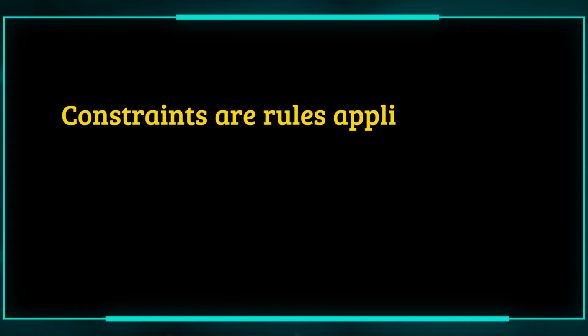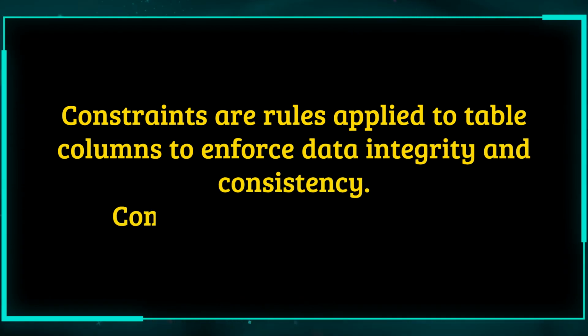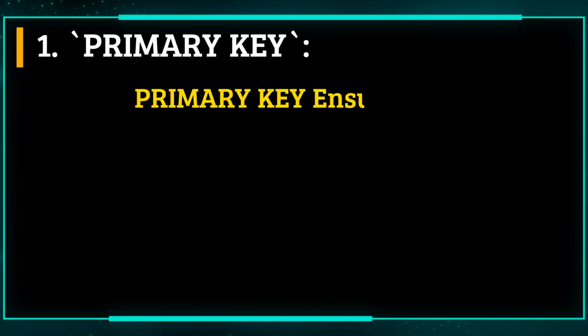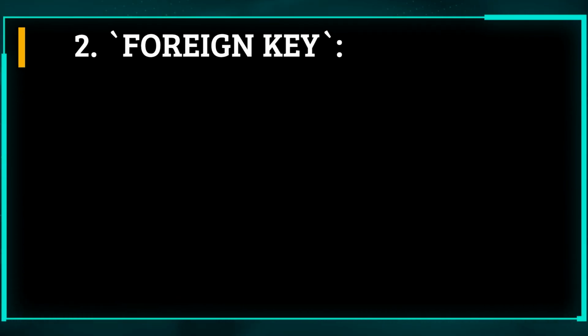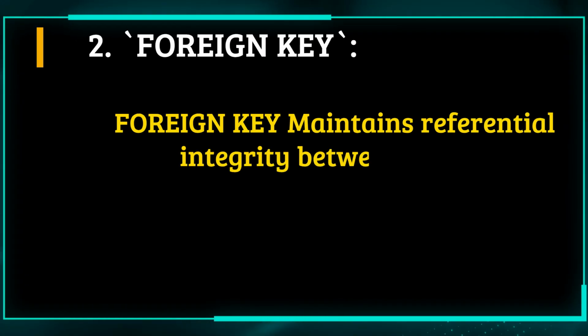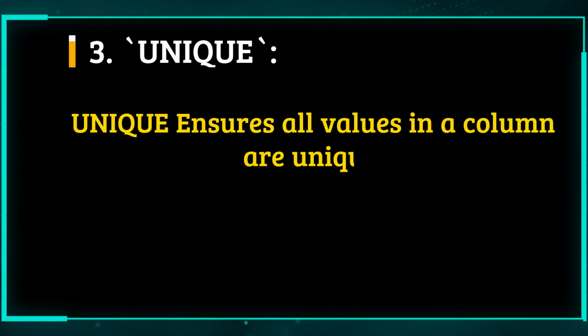Question 6. What are constraints in SQL? Answer. Constraints are rules applied to table columns to enforce data integrity and consistency. Common constraints include 1. Primary key. Primary key ensures each row is unique and not null. 2. Foreign key. Foreign key maintains referential integrity between tables. 3. Unique. Unique ensures all values in a column are unique.